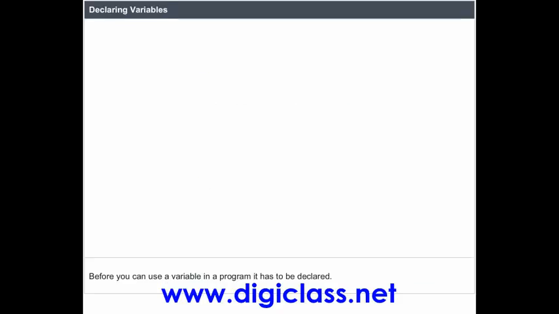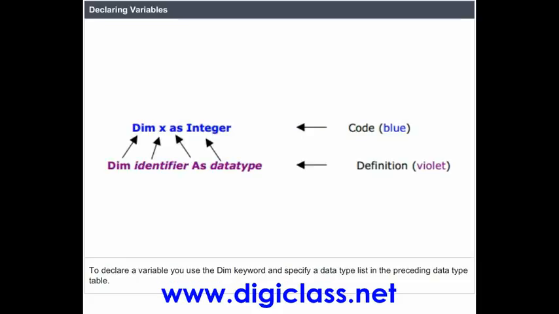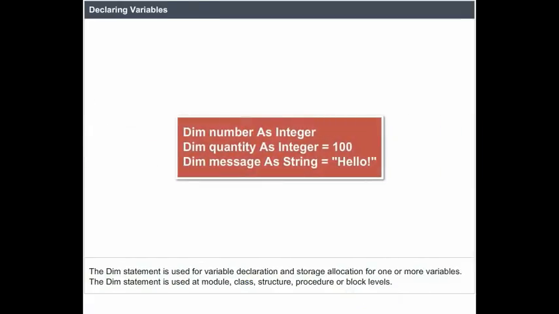Declaring variables. Before you can use a variable in a program, it has to be declared. To declare a variable, you use the Dim keyword and specify a data type listed in the preceding data type table. In this example, x is declared as a variable of integer data type. Dim means declare variable, As means specify a data type. The Dim statement is used for variable declaration and storage allocation for one or more variables. The Dim statement is used at module, class, structure, and procedure or block levels.